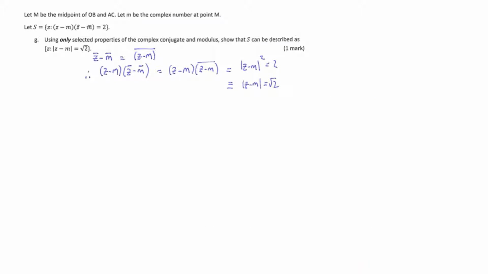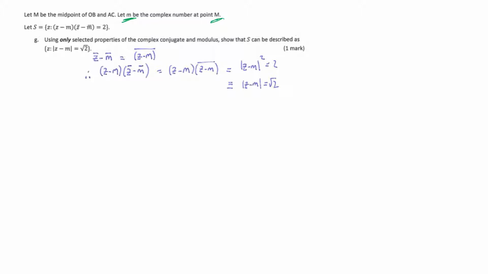Okay, so moving on. This was quite a nice question, I thought. We're describing a set of complex numbers, a locus of complex numbers in this way. M, of course, is the midpoint of OB and OC. So let me just get a pen. So lowercase m is the complex number form of it. Capital M is the coordinate pair of it. So that's just a way to make that distinction.